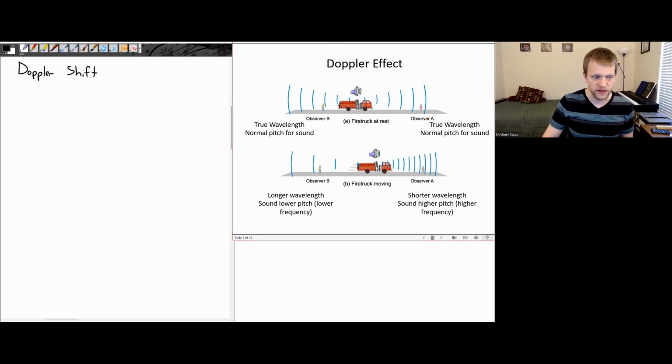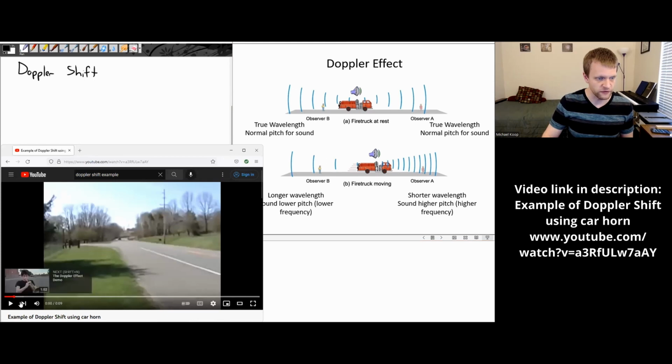This is a quick YouTube video that I found with a very brief search, someone using their car horn to demonstrate this Doppler shift effect.